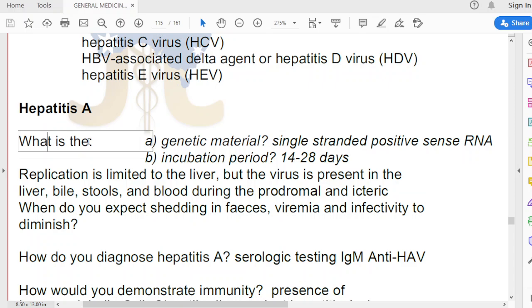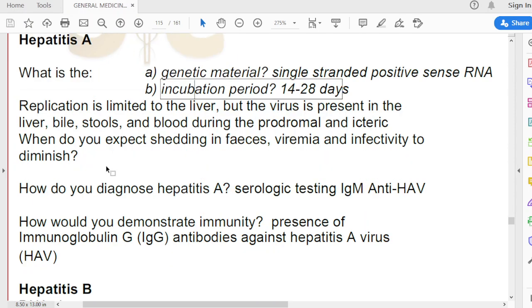Hepatitis A. What is the genetic material? Single-stranded positive sense RNA. Incubation period: 14 to 28 days. Replication is limited to the liver, but the virus is present in the liver, bile, stools, and blood during the prodromal and icteric phases. When do you expect shedding in feces, viremia, and infectivity to diminish?